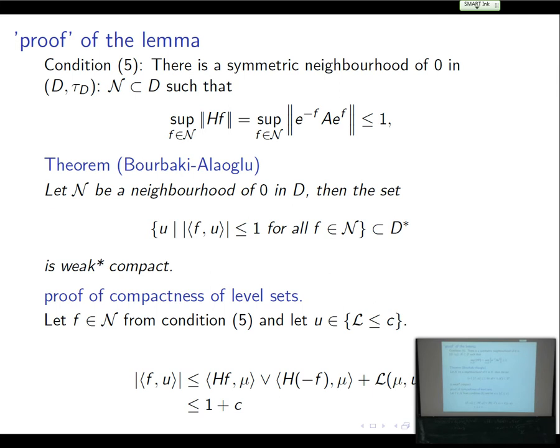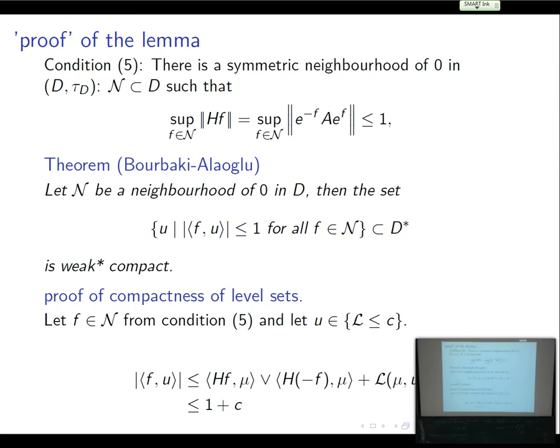Then I give the Bourbaki-Alaoglu theorem, which is an extension of the Banach-Alaoglu theorem, which you, I guess, know. If you look at the dual ball of a Banach space, then you know that this dual ball is weak star compact. Now this theorem has a generalization in the theory of locally convex spaces. So I replace my norm ball by an arbitrary neighbourhood of 0.